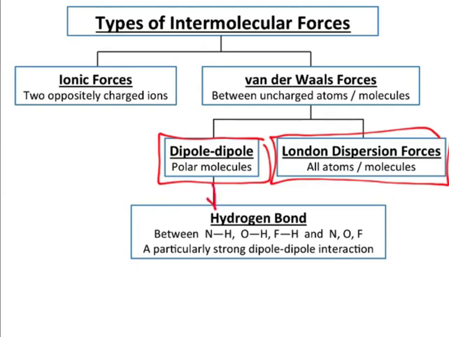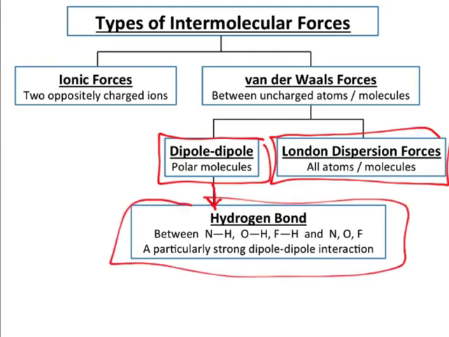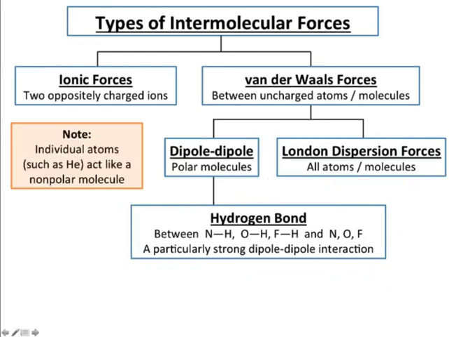And then there's a special kind of dipole-dipole interaction that's called a hydrogen bond. And that's only for specific cases. Just a particularly strong dipole-dipole interaction that we like to talk about. Okay, so let's talk about each one of these in turn. But before we do that, a little note that individual atoms, such as helium, neon, things like that, act like a nonpolar molecule in this consideration.